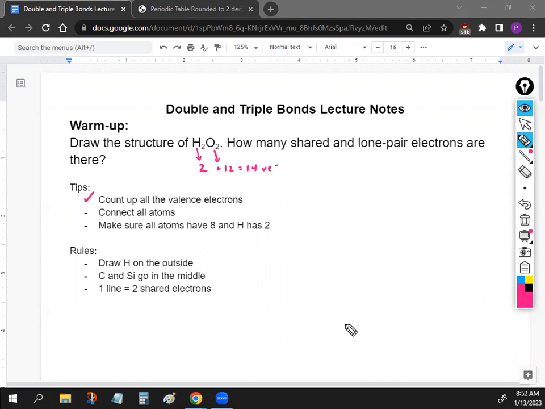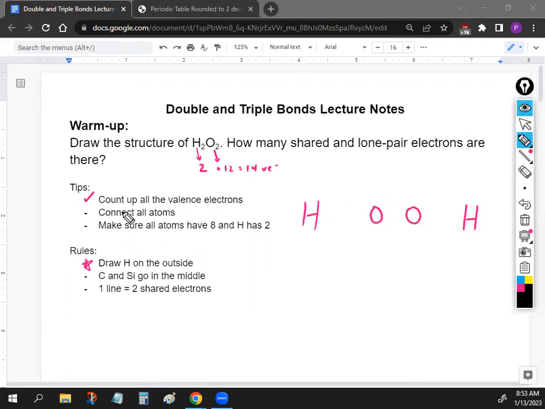All right, now we're going to organize the atoms so that we get our general structure. If you guys remember, hydrogen always goes on the outside, right? So if we take a look at the structure, we've got 2 hydrogens, so let's put them on the outer ends. Then we've got 2 oxygens, and they can't go on the outside, so we'll put them in the middle. Let me write that a little bit bigger. We put the hydrogens on the outside, and the oxygens go in the middle.